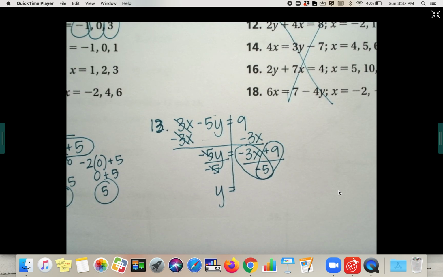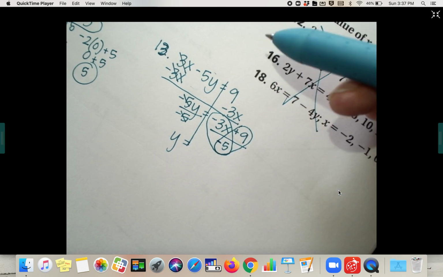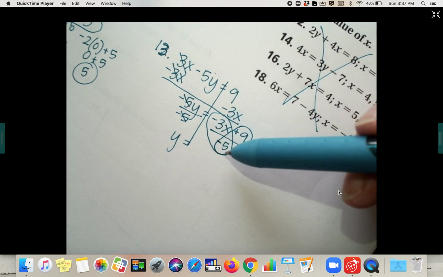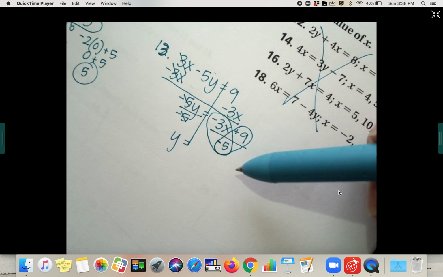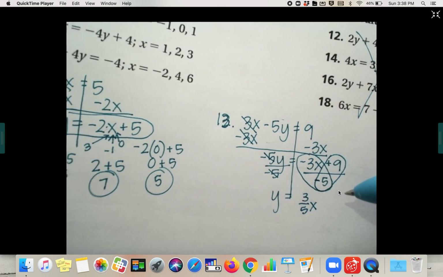So here's what I want you guys to do. If it's a fraction already, see if I kind of turn it, you can see that that's negative 3x over negative 5. When you divide, it's a fraction. We're just going to leave that fraction what it is. So we're just going to leave it 3/5 x. I didn't divide it because it's already a fraction.